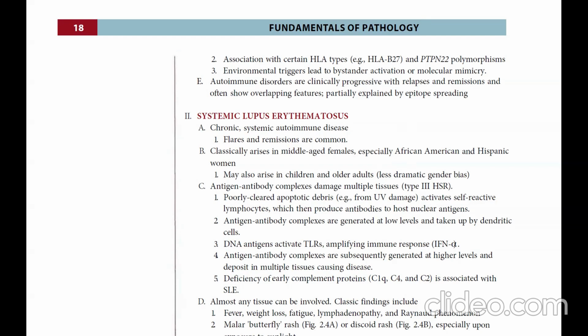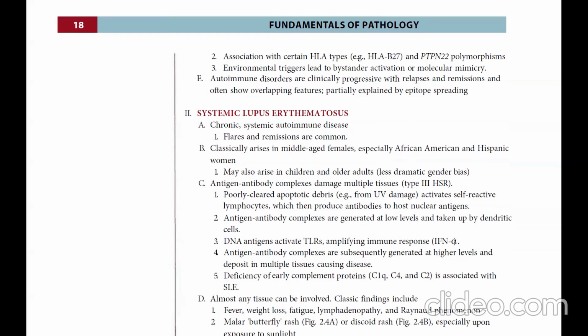Autoimmune disorders are clinically progressive with relapse and remission, and often show overlapping features, particularly explained by epitope spreading.